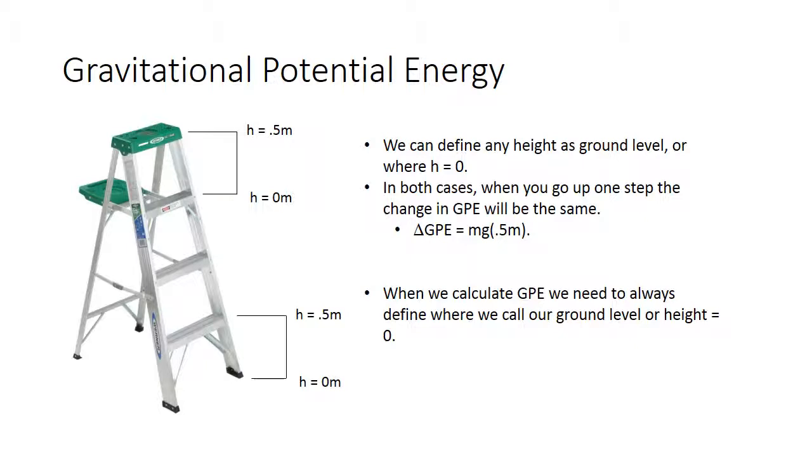So let's look at the two cases. The first case is when an object moves from ground level up to the first step. It's moved up a height of 0.5 meters. So the change in gravitational potential energy will be m times g times 0.5. Now let's say if we started an object at the third step, and again it moved up just one step, and it changed height of just 0.5 meters. So we see that gravitational potential energy, the change in it will be the same. It'll be equal to mg times 0.5. So in both cases we have the object moved up one step, so the change in gravitational potential energy was the same. So when we calculate gravitational potential energy, we always need to denote where we call the ground level, or where we say height is equal to 0.